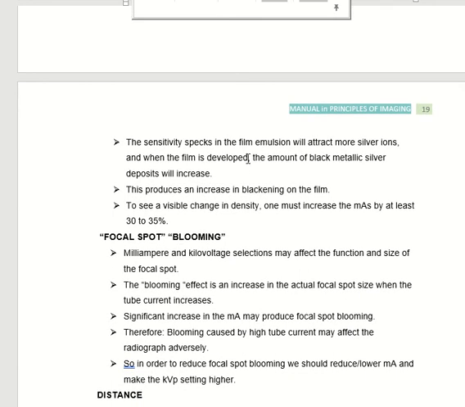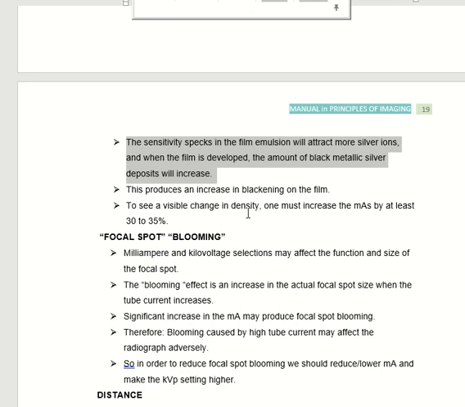So next, the sensitivity specks, or our sensitivity centers in the emulsion, will attract more silver ions, and when the film is developed, it will also increase the density. So this is why, kapag nag-increase ng MAS, dadami ang X-rays na mapuproduce, so dadami rin ang sensitivity specks na mai-expose sa ating emulsion, so madaming part na maitim sa ating radiograph.